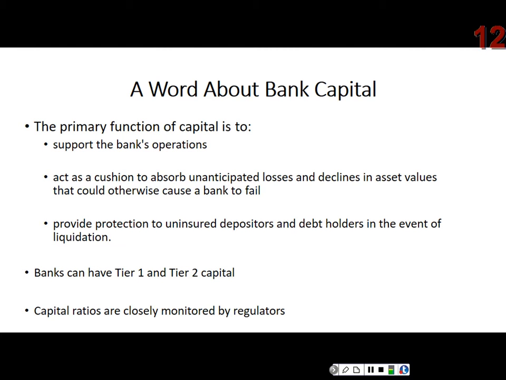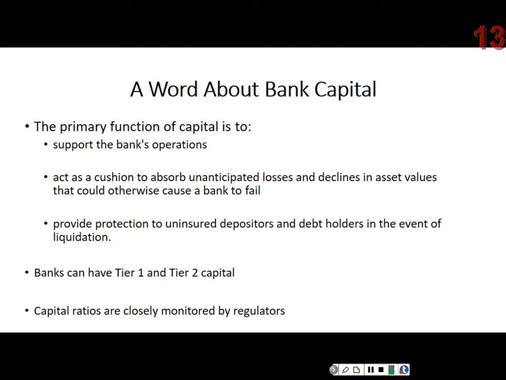And a de novo bank, typically it's going to take about 18 to 24 months for it to turn a profit, sometimes longer. But you have to have that capital to pay your bills until you start making a profit or covering your expenses at least. Also, capital acts as a cushion to absorb unanticipated losses. So it could be loan losses, it could be investment losses, whatever type of losses. It is a cushion there to absorb those losses, and to provide protection for uninsured depositors and debt holders in the event of liquidation.